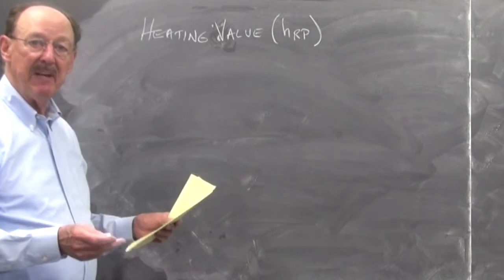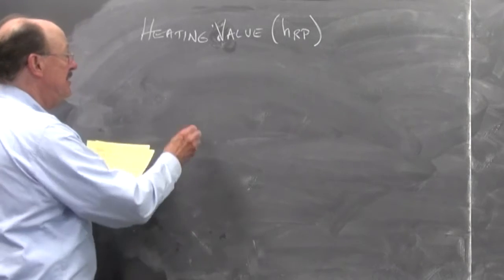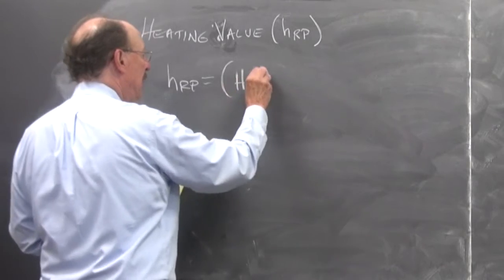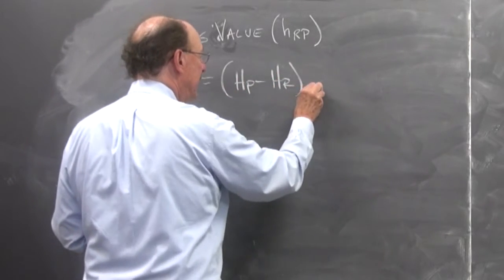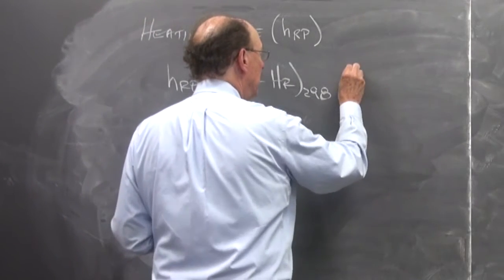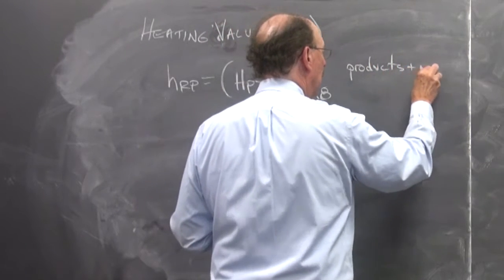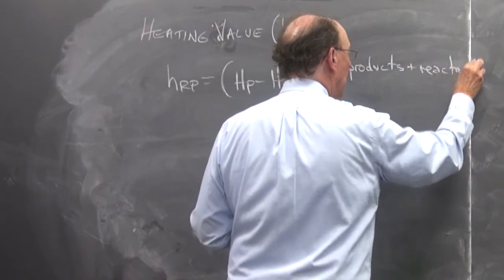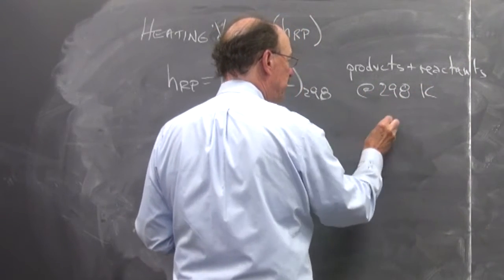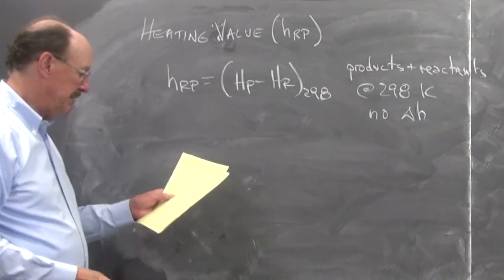What we want to do is look at the heating value of fuel, which is the energy released. Let's look at the definition of the heating value. H sub RP is equal to H sub P minus H sub R at 298. So the products and the reactants are at 298, and so there's no delta H. There aren't any delta H terms that we have to deal with.